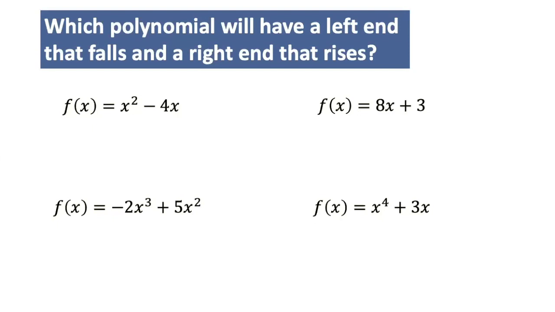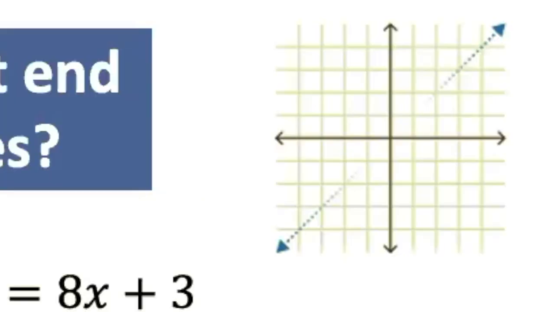Here's an example of how you would perform the leading coefficient test. Which of the following polynomials will have a left end that falls and a right end that rises? Visually, that means we're looking for something like this. Left end pointing down, something happens in the middle, and the right end ends up pointing up.